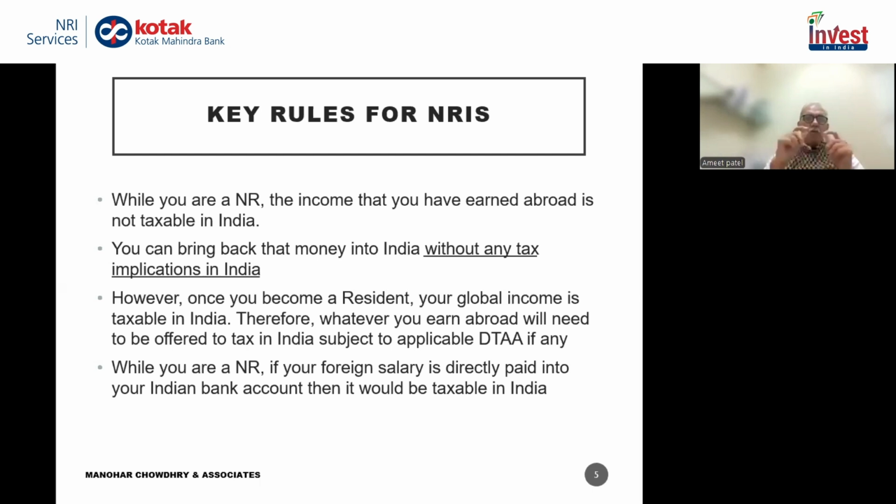So one can look at the DTAA and see whether you can take benefit of the DTAA and get any tax concession in India for the tax that you may have already paid in that other country. While you are a non-resident, if your foreign salary, so you may be working somewhere in any other country, you're earning salary in that country.